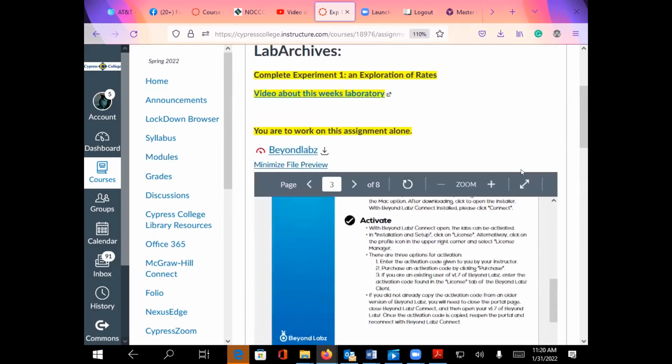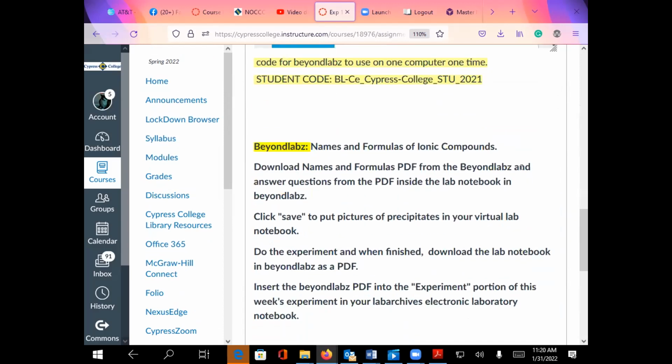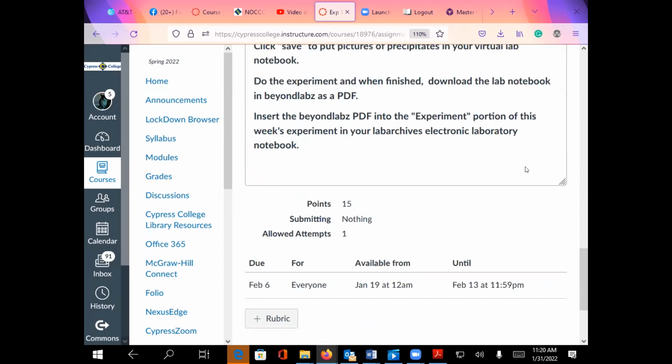And again, this is just to help you. Some people are working and they need to do it ahead of time. And so I put this in here if anyone wants to do this ahead of time. Even though, if you look at your syllabus, it's not till week 3. And the lab archives doesn't close or open. The lab archives is open all the time.